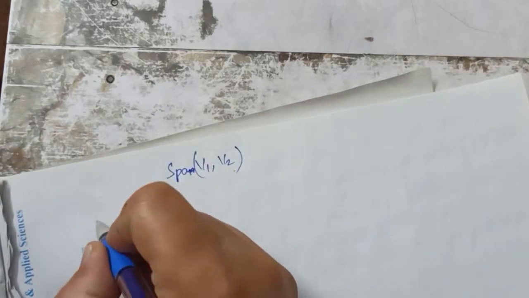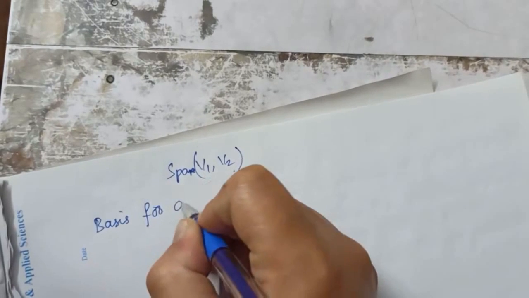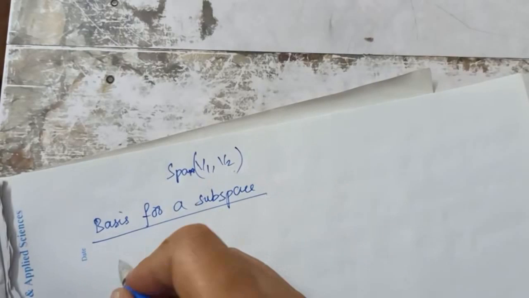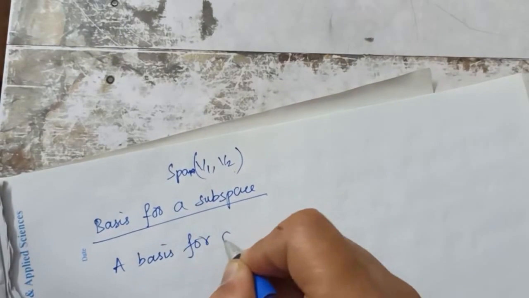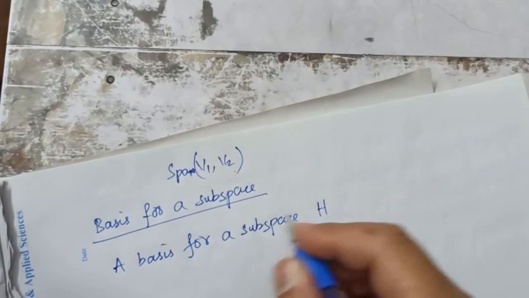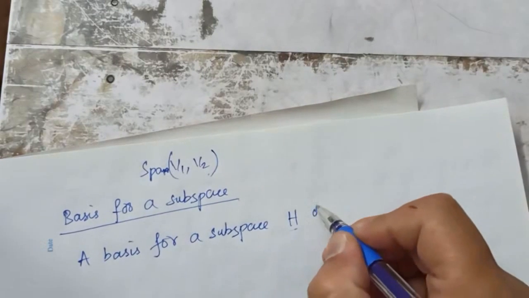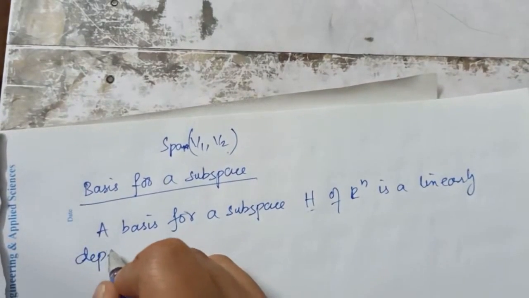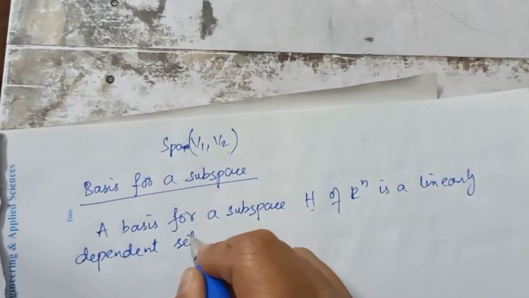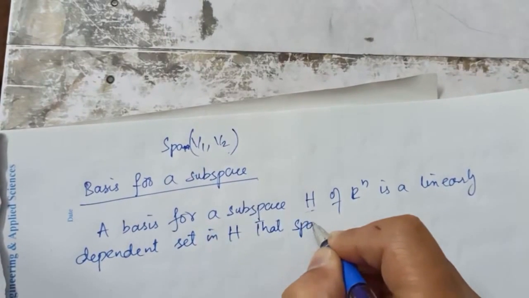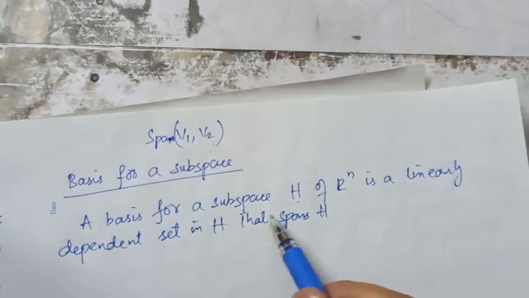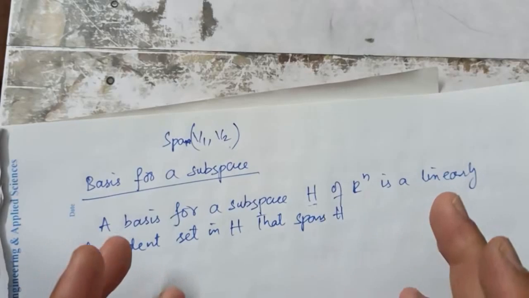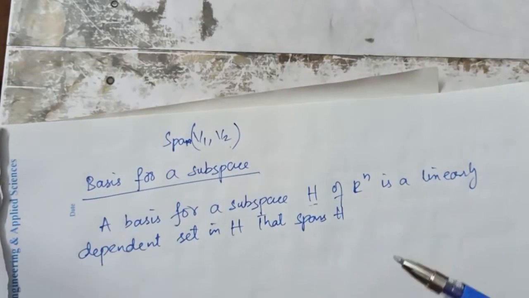So remember this. We define a basis for a subspace H. We have already defined the subspace H of Rn as a linearly independent set in H that spans H. As I've already defined, H is the subspace, and it must follow the three properties that we discussed: it contains a zero vector, it is closed under addition, and it is closed under multiplication.